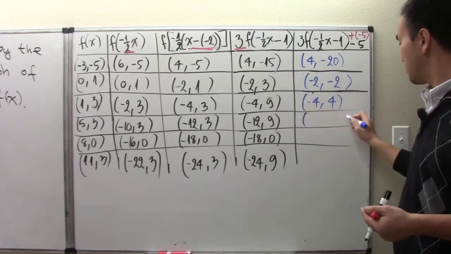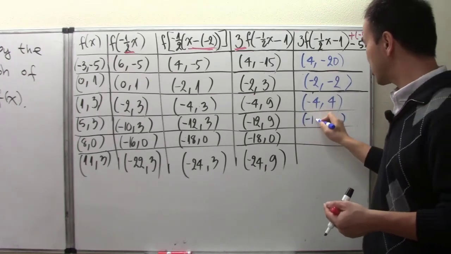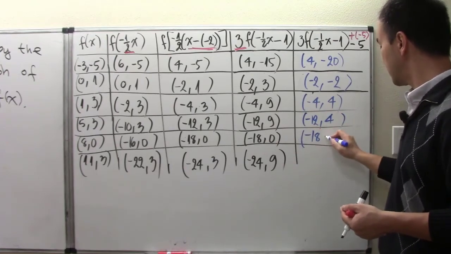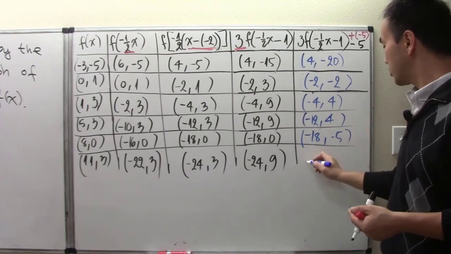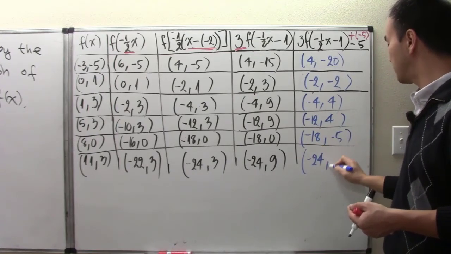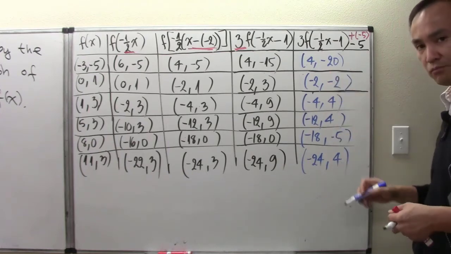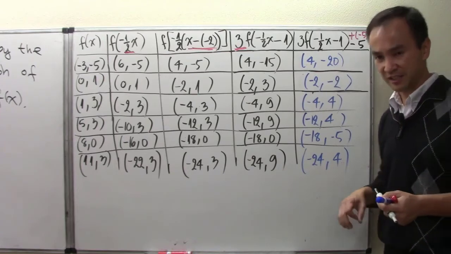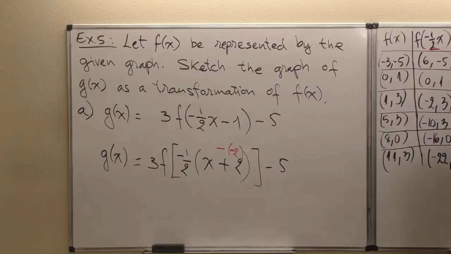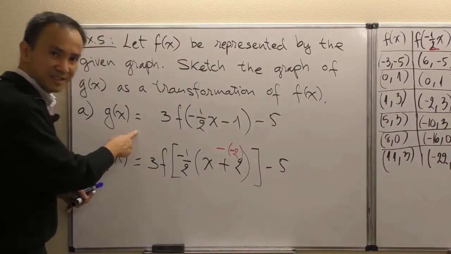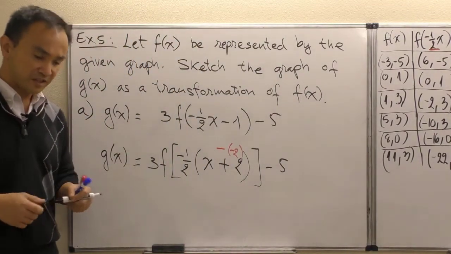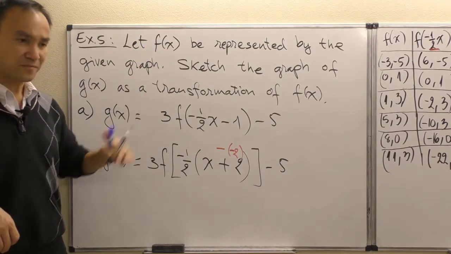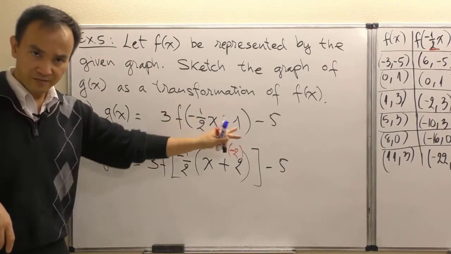Now in the next points, I can start picking up pace a little bit. So minus 12 comma 4. The next one is negative 18 comma negative 5, and the last one is minus 24 comma 4. These points in blue are my final points of the descendant function g of x. So again, this is g of x, and it's the descendant function in the sense that it's related to the function f of x through this relationship as a transformation.